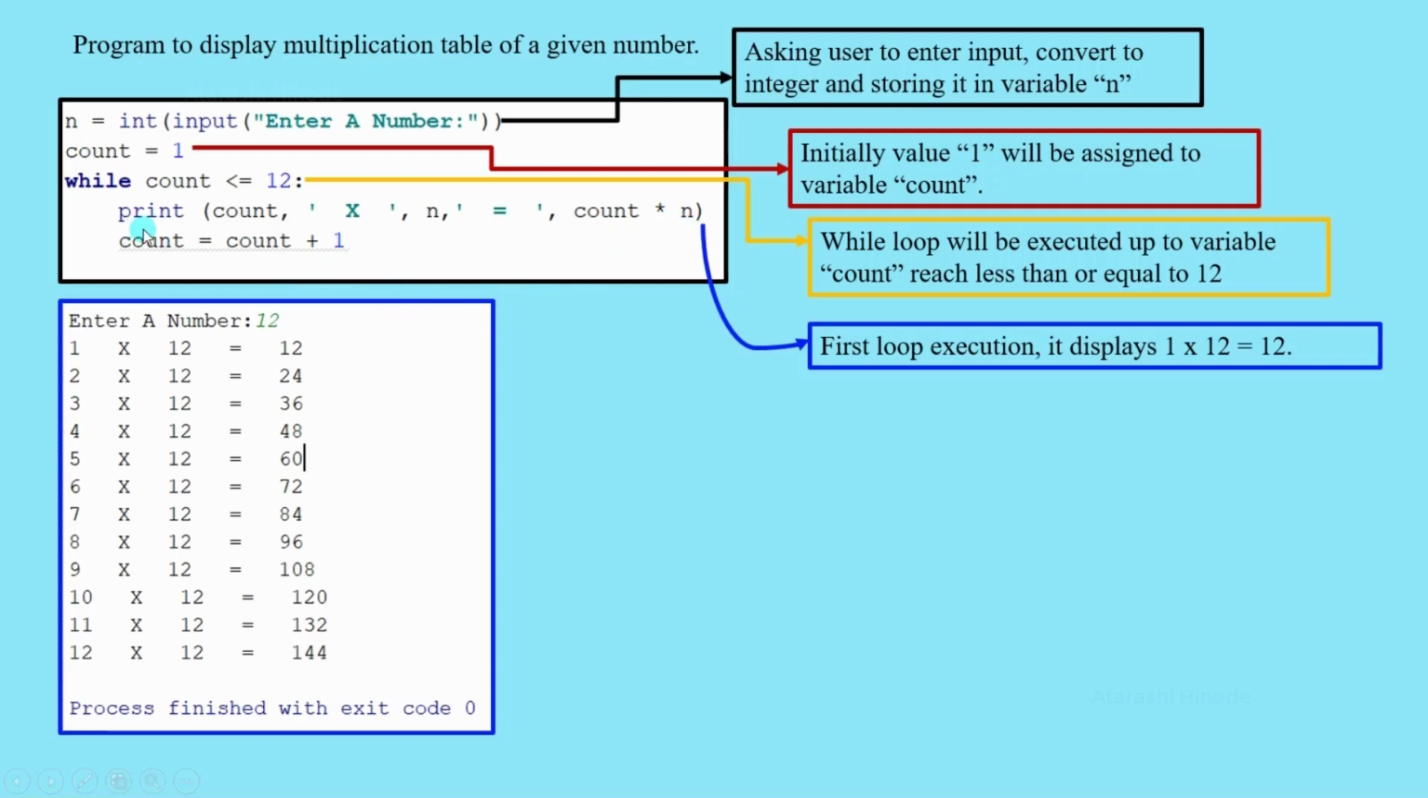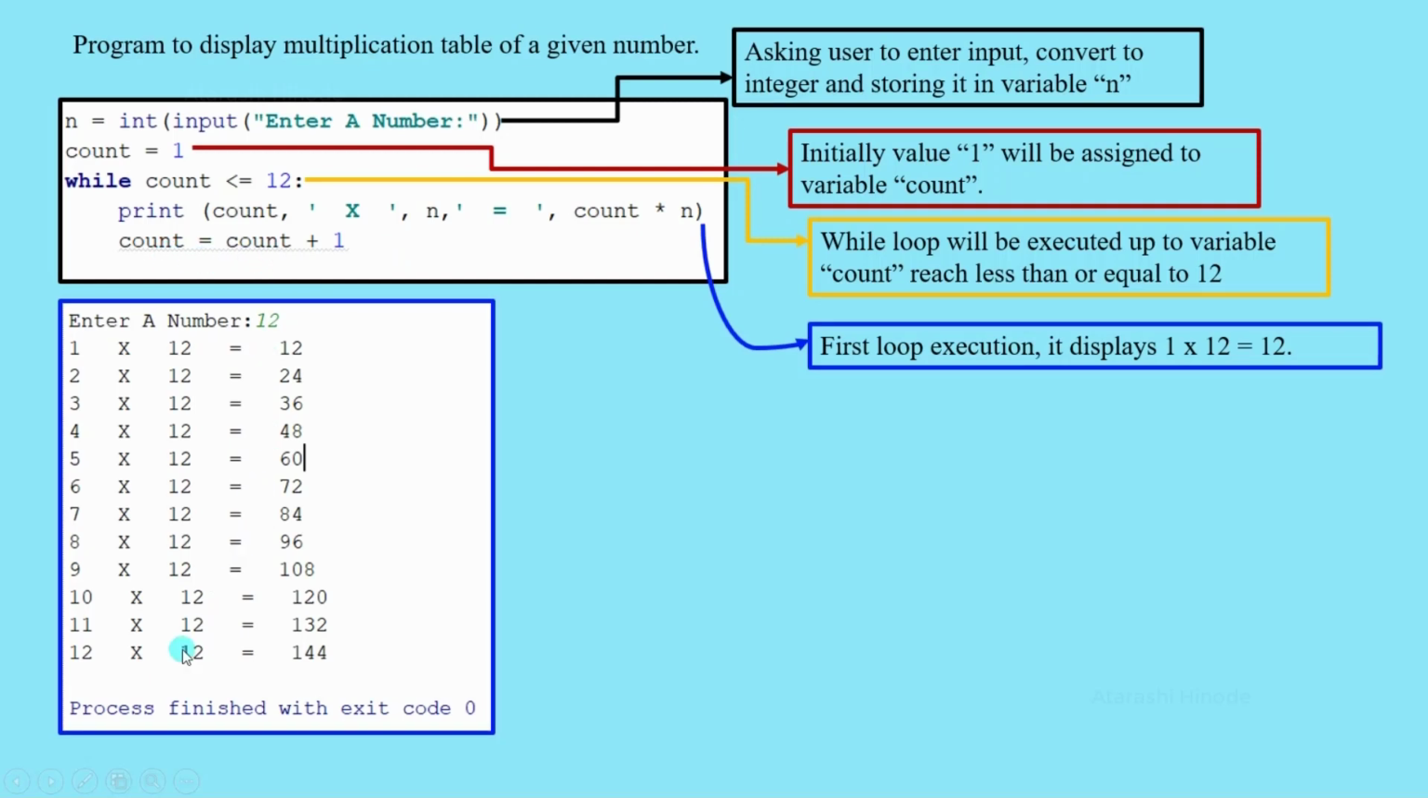Then the engine executes the second statement inside the while loop, that is count is equal to count plus 1. Here we will be adding 1 to our count value and then assigning it back to our count variable. So here count is 1, so 1 plus 1 is 2. Now the value of our variable count became 2. Then Python will go back again to the while statement and check the condition, and this loop executes 12 times. And after the 12th execution, the count value becomes 12.